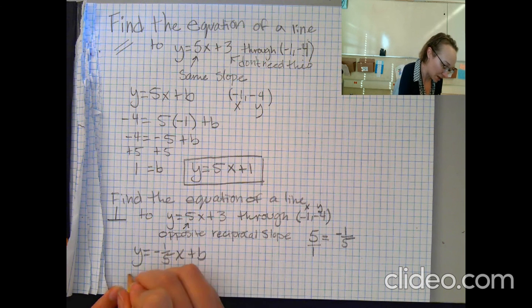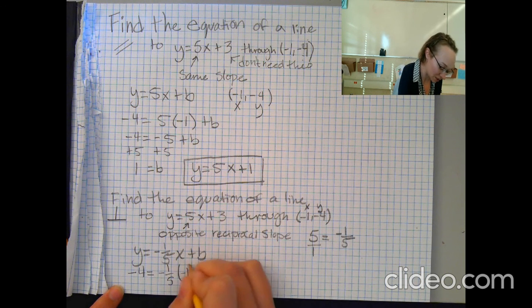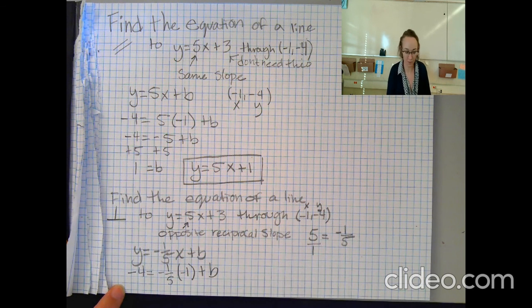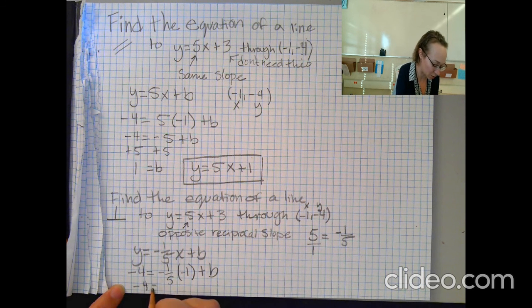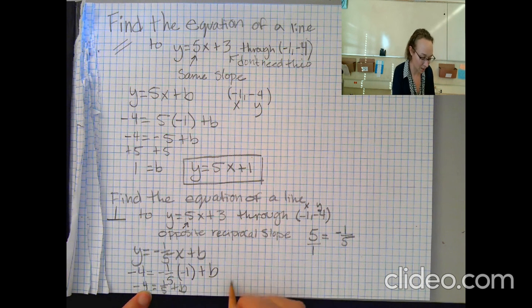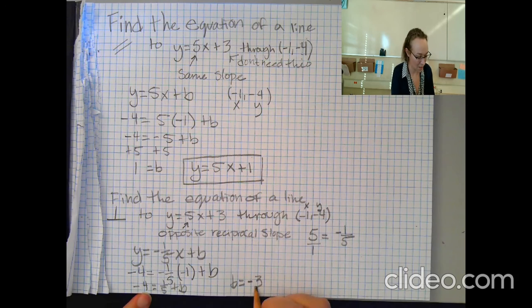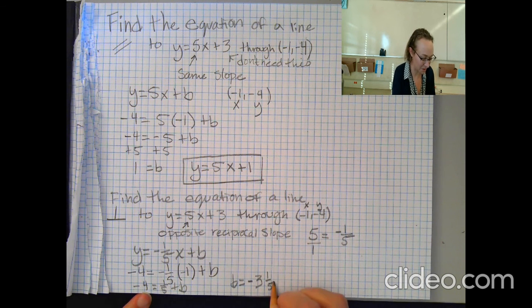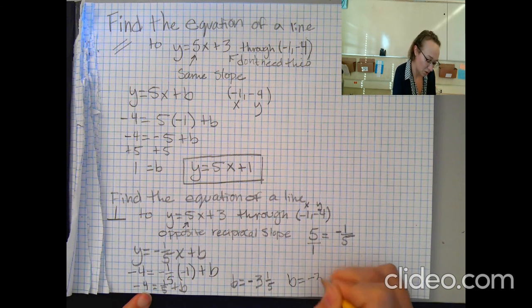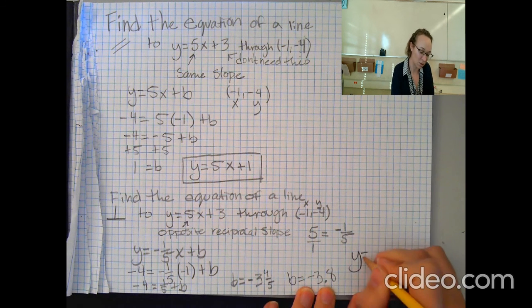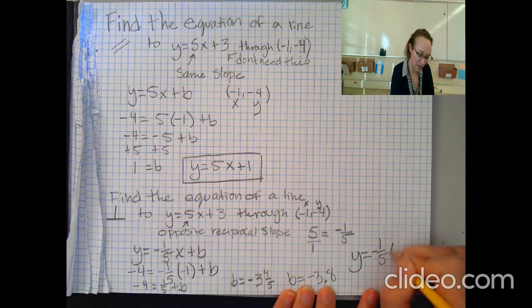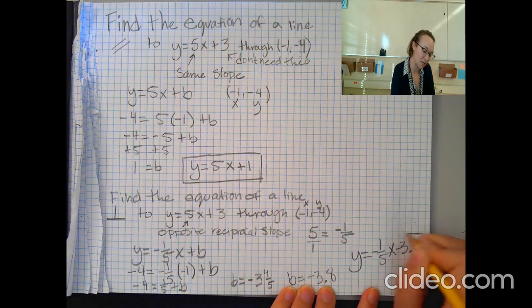So that'll be negative 4 equals negative 1/5 times negative 1, lots of negatives here, plus b. When I solve for b, negative 4 equals a positive 1/5 plus b. I subtract 1/5 from both sides, and I get b equals negative 3 and 1/5. I don't really like mixed numbers, so I'm going to say b equals negative, oh no, 4/5, sorry, negative 3.8. So y equals negative 1/5 x minus 3.8.